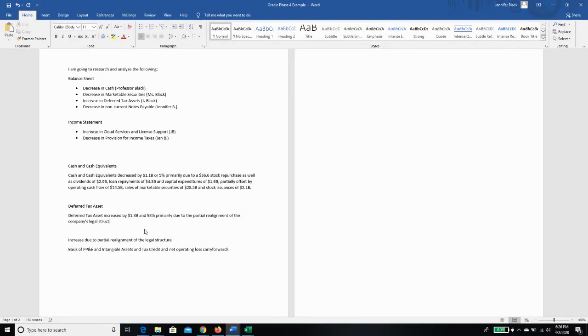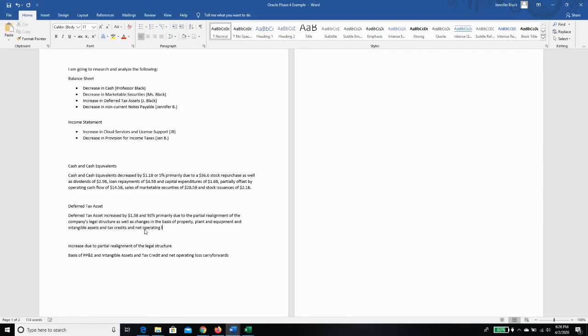company's legal structure, as well as changes in the basis of property, plant, and equipment, intangible assets, and tax credits and net operating loss carryforwards. Okay, so I'm just going to get rid of this because those were just my notes. And that's really all I need to write.